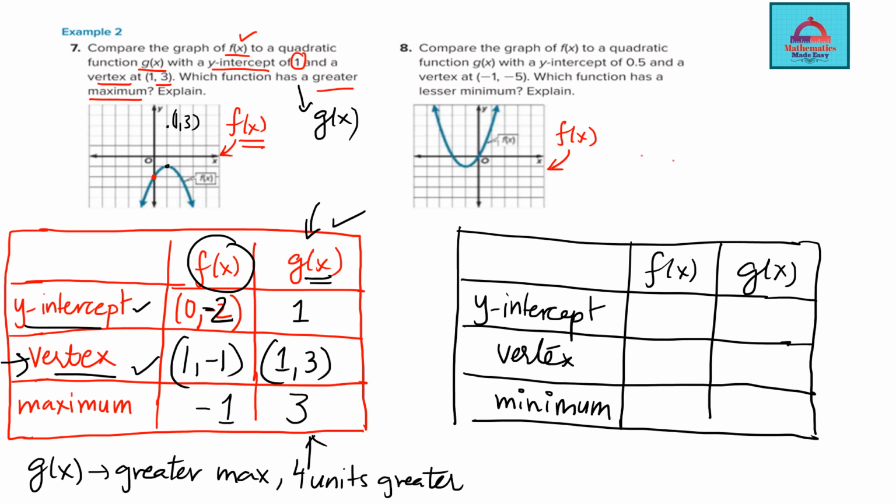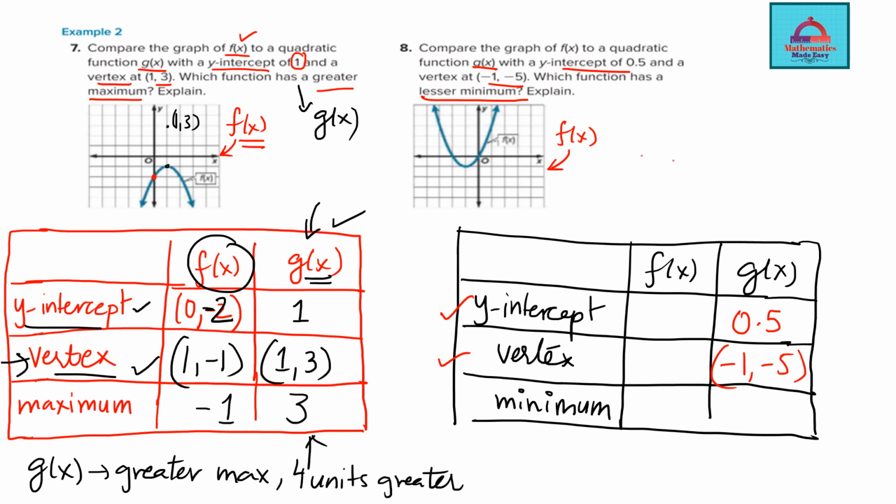Some values are given. The f(x) graph is given. For g(x) the graph is not given, but you are given the y-intercept and the vertex. So let's put the values. The y-intercept is 0.5 and the vertex is (-1, -5). Now I need the y-intercept and the vertex from the graph for f(x) so that I can compare and then say which one has the lesser minimum. This is the opposite of question 7. In question 7 you had to find the greater maximum. Here you have to find the lesser minimum.